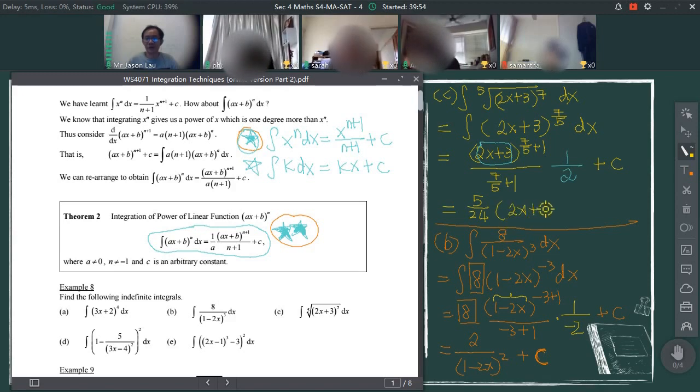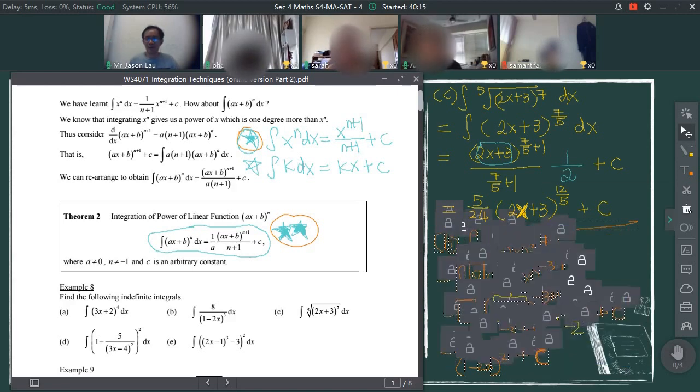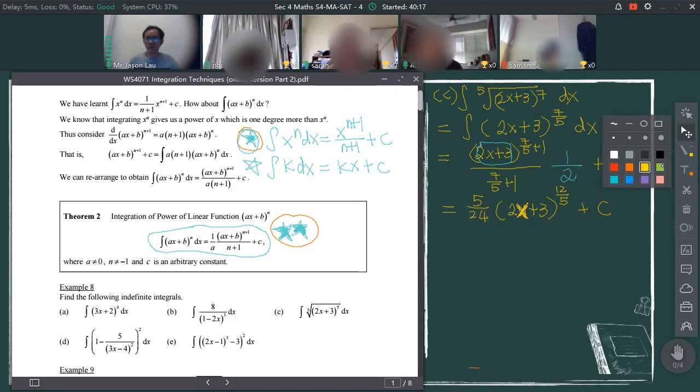You can write your answer in index notation form. No problem. Don't need to write in the surd way. Get it? If you get it, then we move on. We'll move on and on and on. Okay. Next one is D.